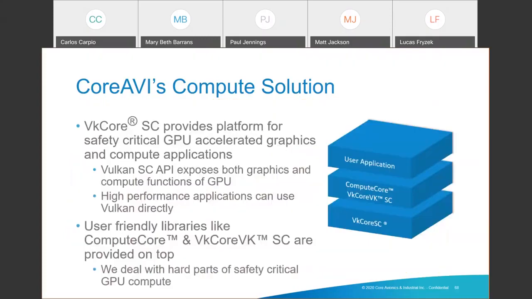So our solution, like I said, is a stacked solution where we're providing an underlying Vulkan driver that has high performance, low level access to the GPU. And if you have a very specialized application, you can use Vulkan directly to get the performance, but then you also have to address the safety critical concerns yourself with writing your own code that runs on the GPU. We have our user-friendly libraries like Compute Core and VK Core VX, where we're providing open standard approach to implement higher level functionality where we're dealing with the hard parts of GPU compute. We're implementing the shaders, we're making sure the shaders are certifiable, and we're providing all that evidence to you guys.